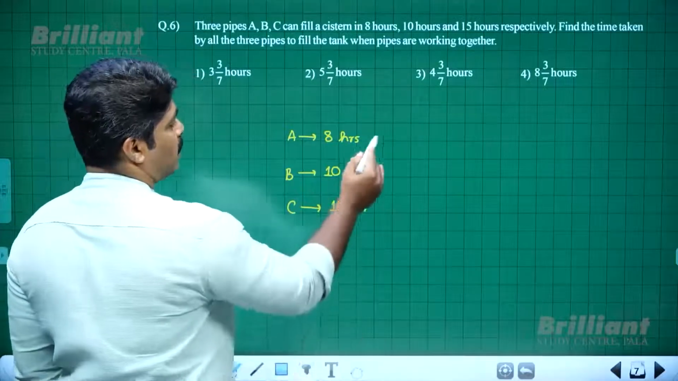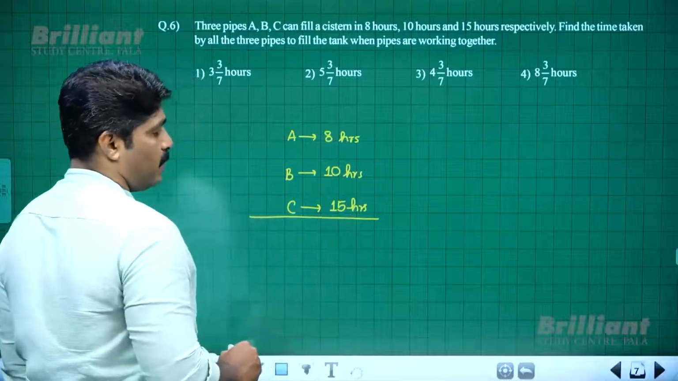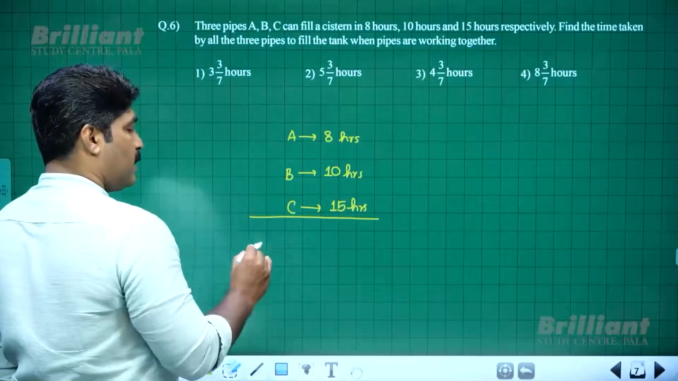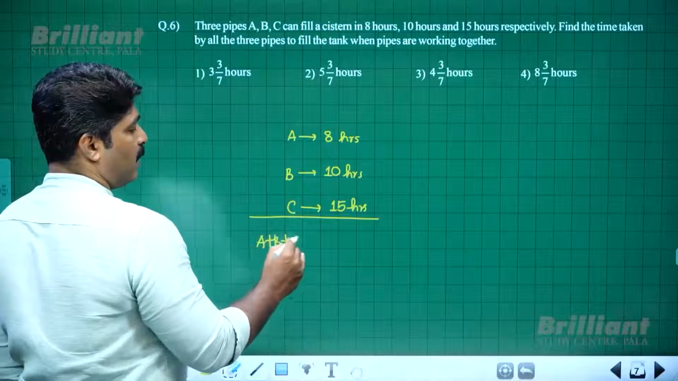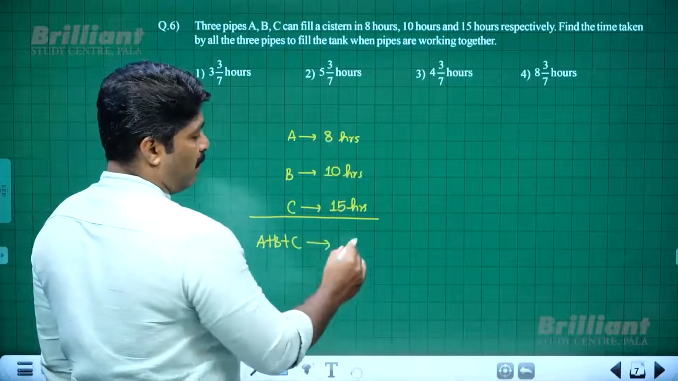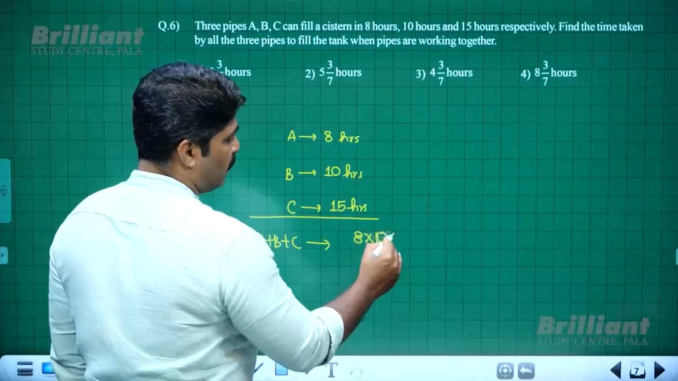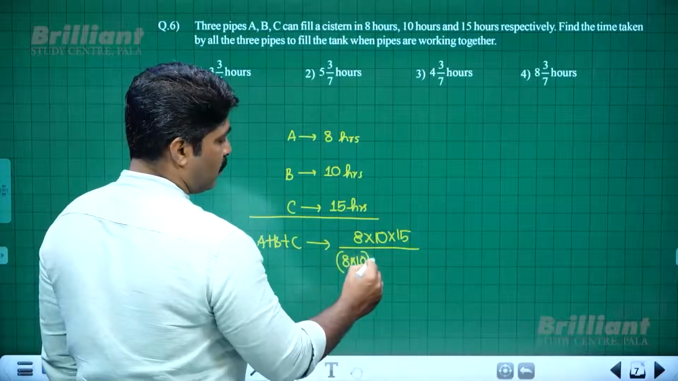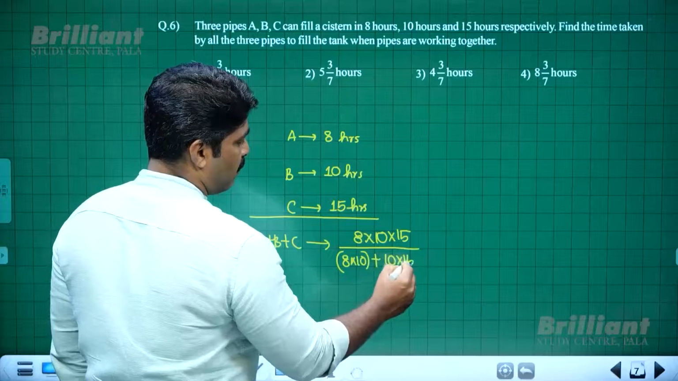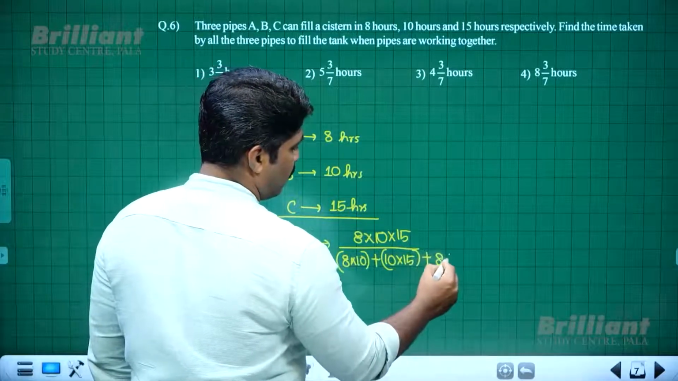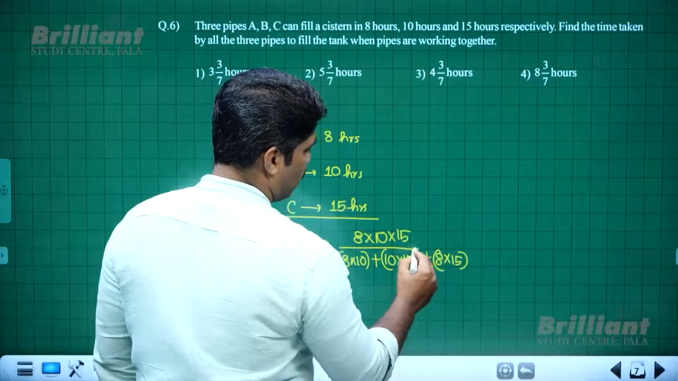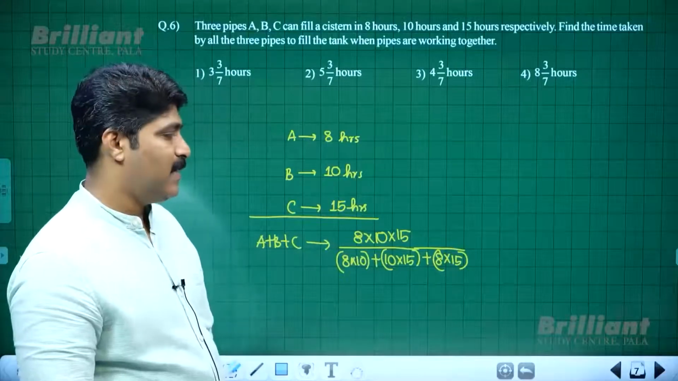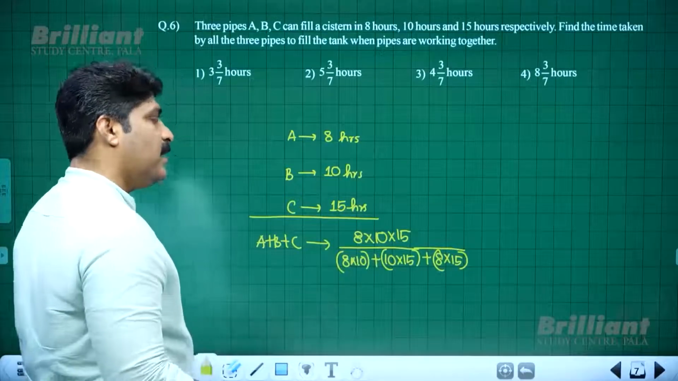Got it? So what is the total time they require to fill the tank? Here we are considering a direct result, that is A plus B plus C. How is it? The product of these 3 values, 8 into 10 into 15, divided by 8 into 10 plus 10 into 15 plus 8 into 15. So this is the direct result. Got it? With the help of this result, you can catch it. That is one method. But I am explaining it in a different way.